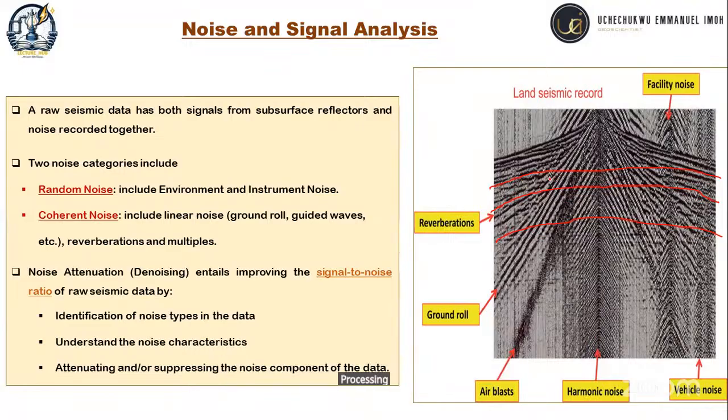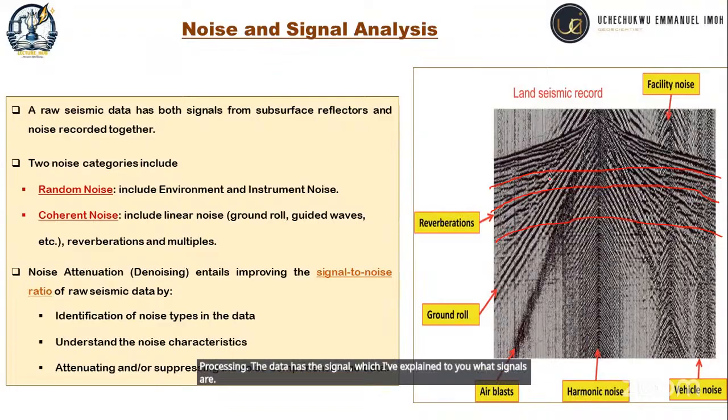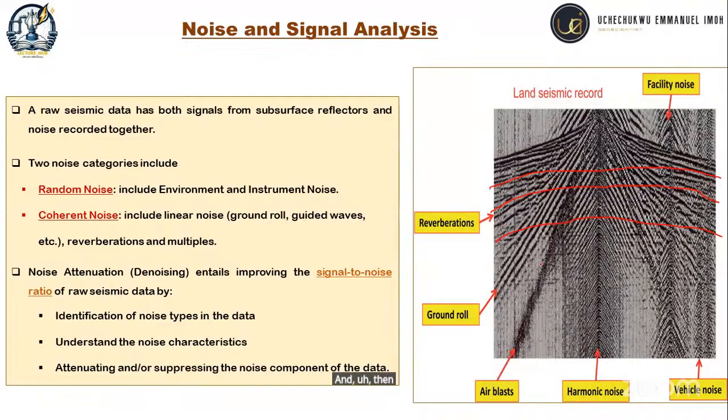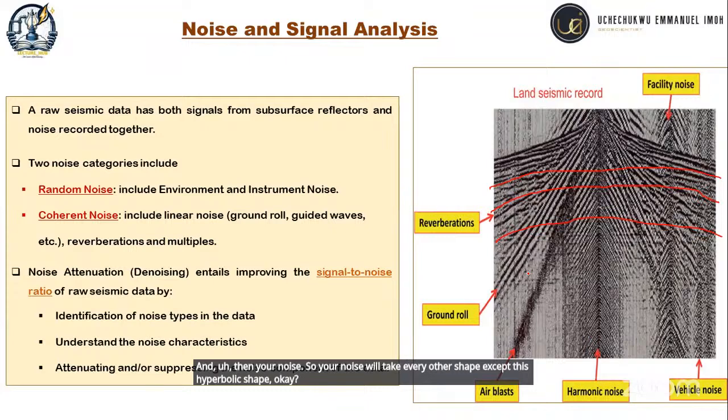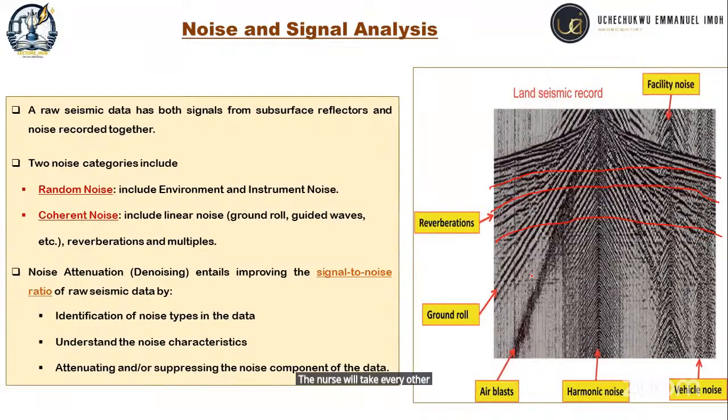The data has the signal, which I've explained to you what signals are, and then your noise. Your noise will take every other shape except this hyperbolic shape. The noise will take every other shape in the data except the hyperbolic shape.